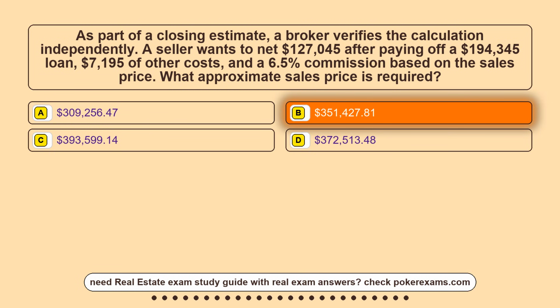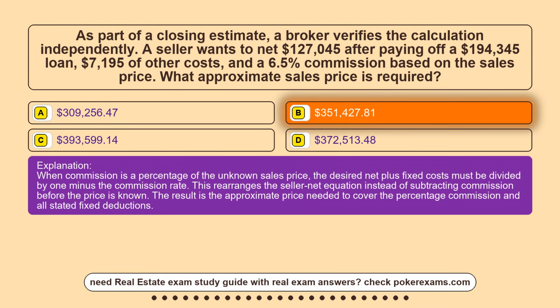$351,427.81. When commission is a percentage of the unknown sales price, the desired net plus fixed costs must be divided by 1 minus the commission rate. This rearranges the seller-net equation instead of subtracting commission before the price is known. The result is the approximate price needed to cover the percentage commission and all stated fixed deductions.